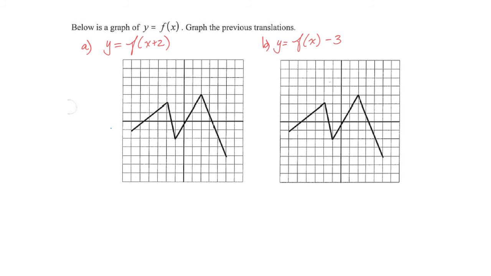So all that means is I have to go to my next key point. And if I go to that key point, then what I'm going to do is I'm going to shift it to the left 2. Take my next key point, shift it to the left 2. Take my next key point to the left 2. My last key point to the left 2. And now I'm going to connect them in the same order.